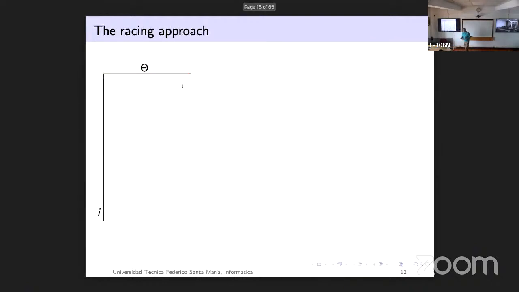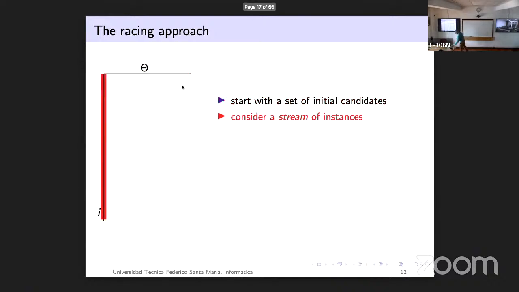We will now introduce the racing algorithms. We consider a set of initial candidates, so we have a set of candidates, and we consider a stream of instances. And then we evaluate all the candidates.